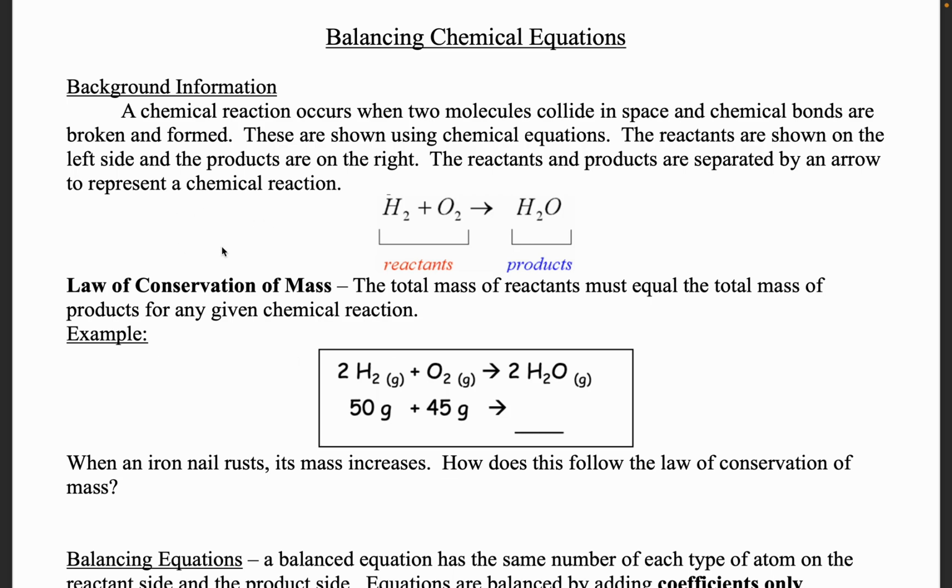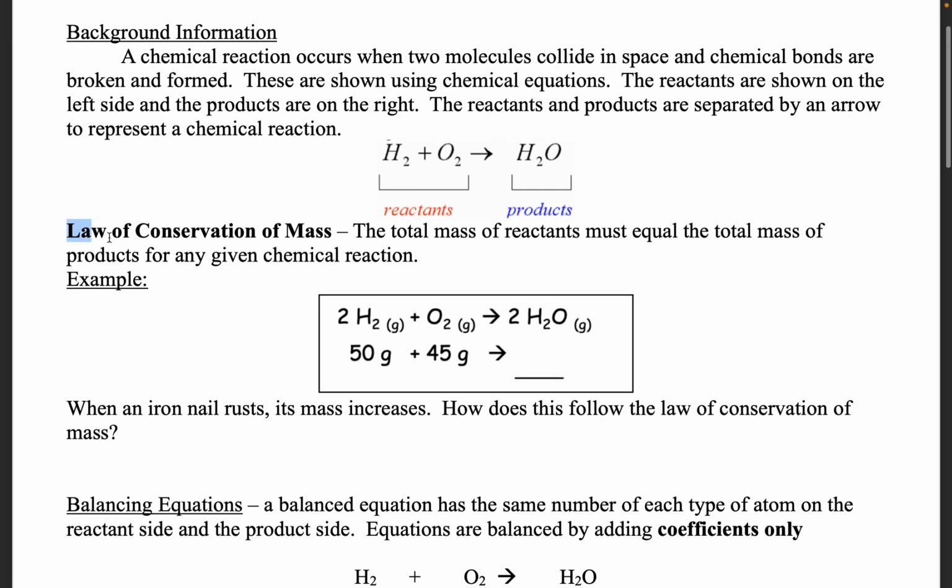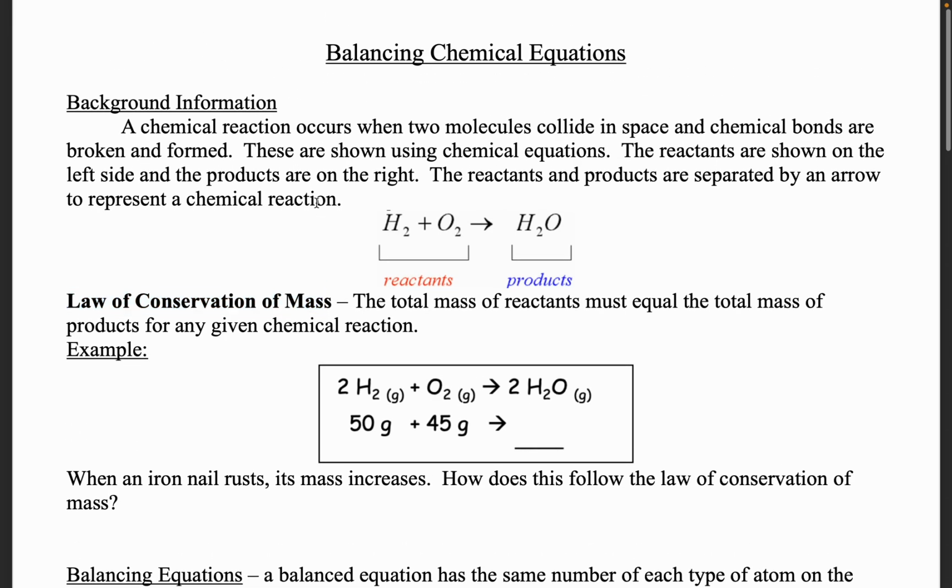So I'm just going to read through the notes at the moment. We're going to get into it in a second. So, some background information on how to balance a chemical equation. First, it leads into the law of conservation of mass. A chemical reaction occurs when two molecules collide in space and chemical bonds are formed and broken. These are shown using chemical equations. On the left side, we have the reactants, and on the right side, we have the products. The reactants and products are separated by an arrow to represent a chemical reaction. So the arrow is right here in the middle. This is an unbalanced equation, and we will get into that in a second.